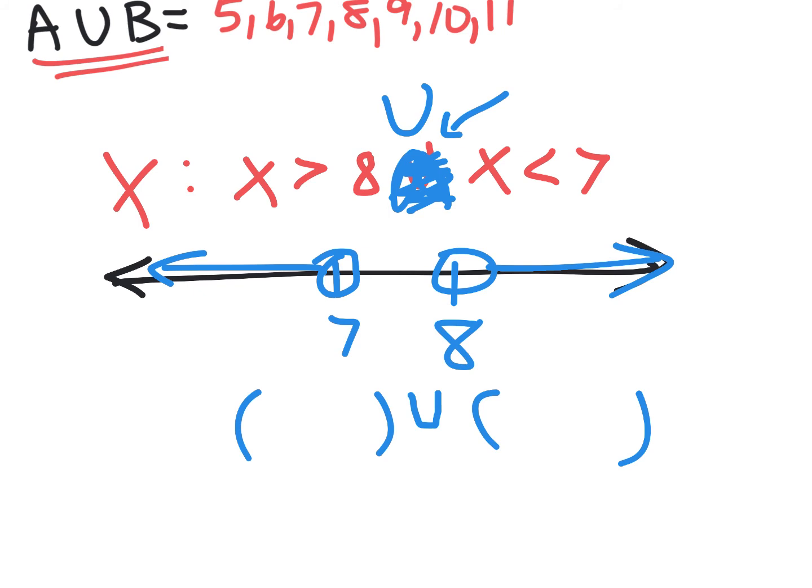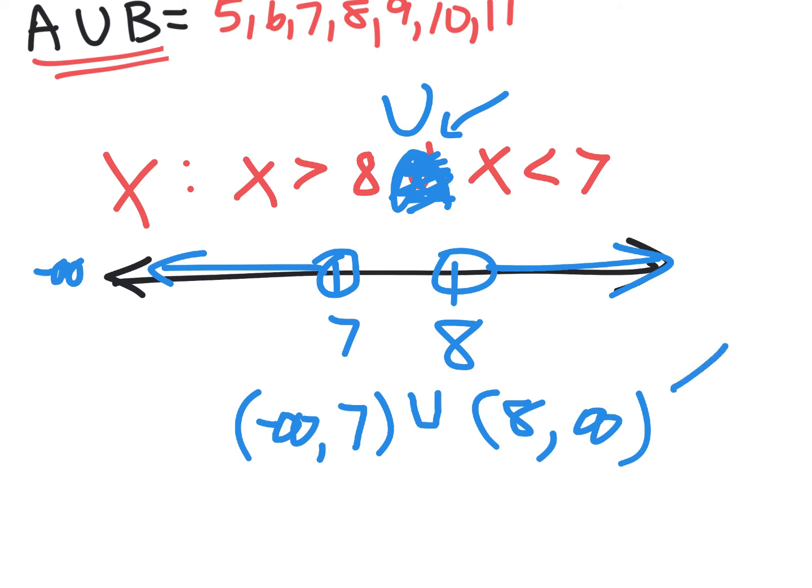Okay. Now, some people will have disagreements on which order this goes in. There is a right answer. It goes from negative infinity to 7. Think of it this way. That's where negative infinity lives. And so you put them in order from smallest to biggest. Negative infinity to 7, union 8 to infinity.